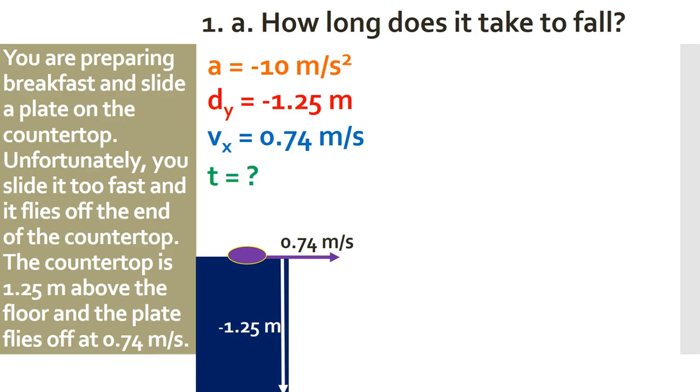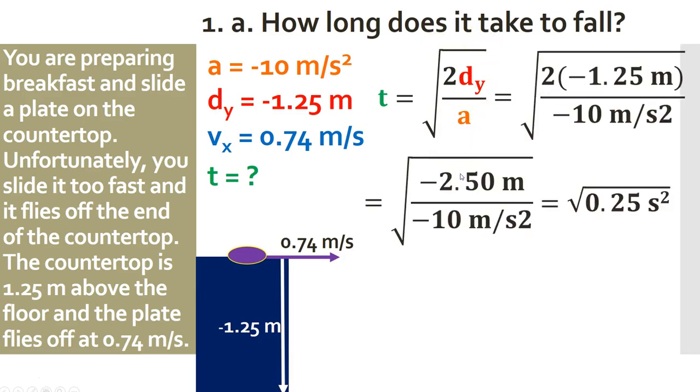And we're looking for time. So based off of the variables that we have, look at your two equations for finding time and see which one you can use. Well, the only one that'll work based on what we have is going to be 2 times dy over a, and then take the square root of that. And when you plug that all in, 2 times negative 1.25 divided by negative 10 gives you the square root of 0.25 seconds squared. But again, we're not finished.